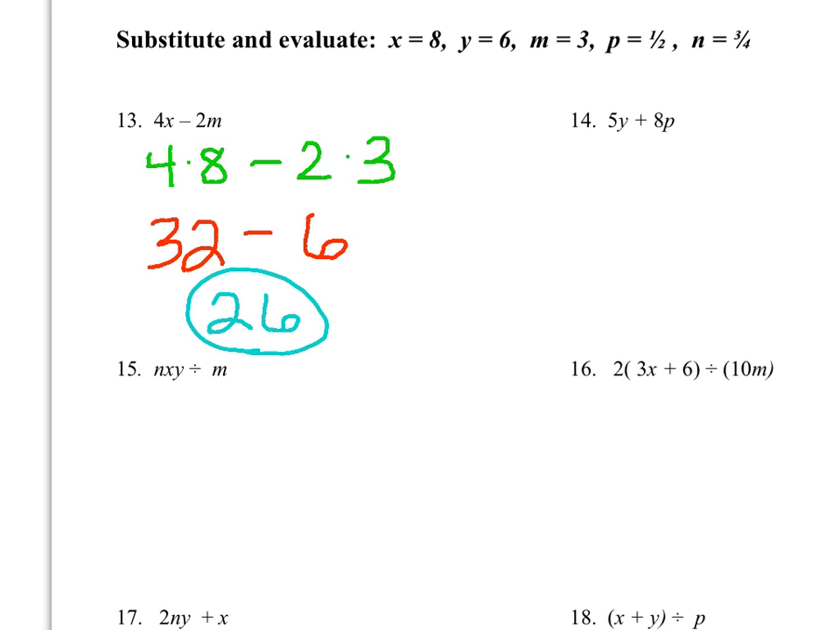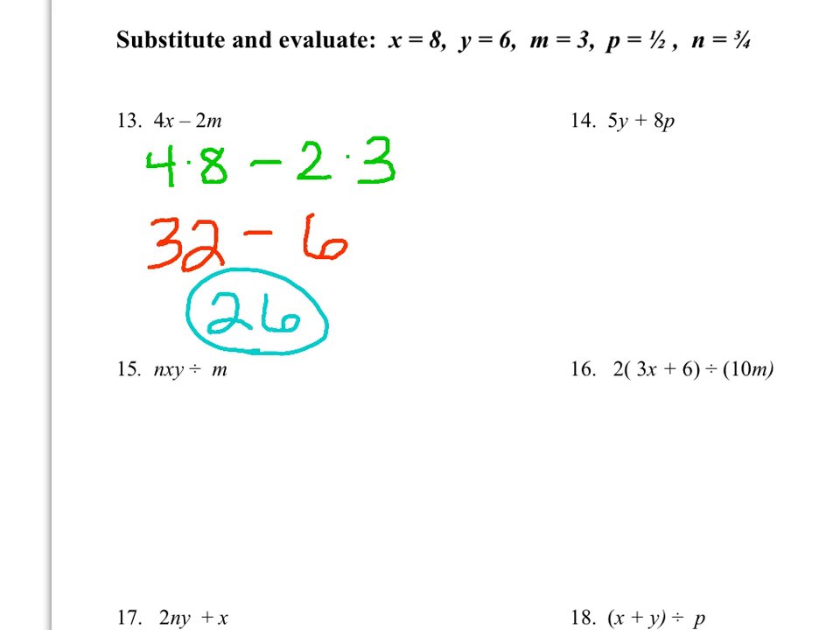Let's plug in our values for 15. nxy divided by m. That means we're going to go up here. Here's the problem I'm on. I need to go up and find the n value. Where's the n? Ooh, 3/4. Going to put it here. Then we've got to get the x value, bring it down. Then the y value and bring it down. And then finally, after the y value, we'll need the m value and bring it down.